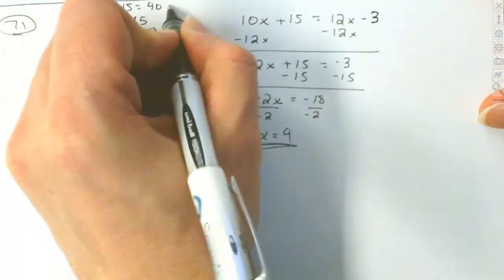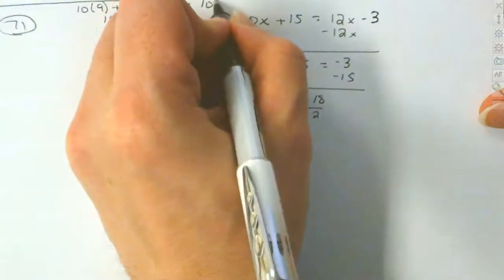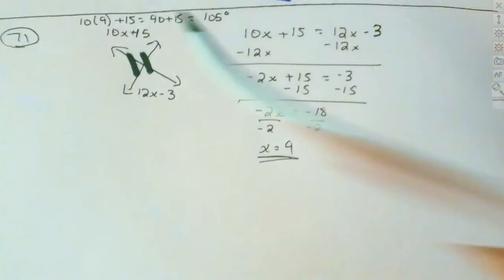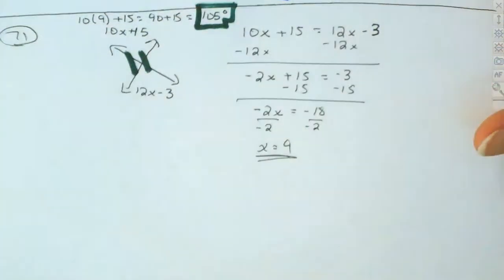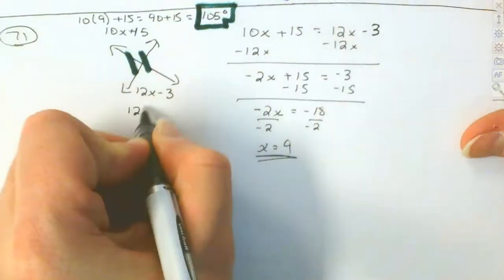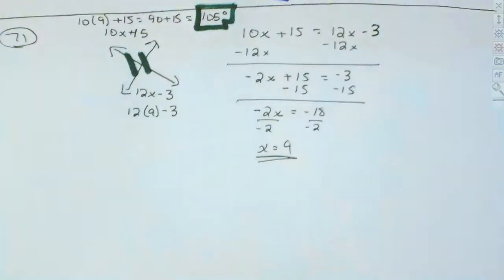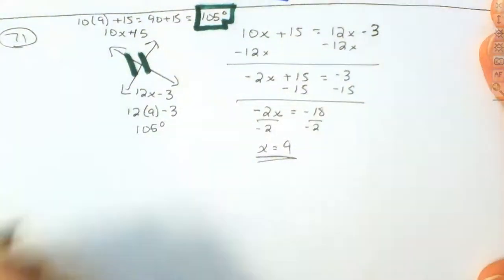So that's 90 plus 15. Adding those together, this side comes out to be 105, doesn't it? Okay, so the top one is 105. Now, if we did it correctly, what about the one below it? It should also be 105, shouldn't it? So we've got 12 times 9. That's 108 minus 3. That also comes out to be the same, 105 degrees.